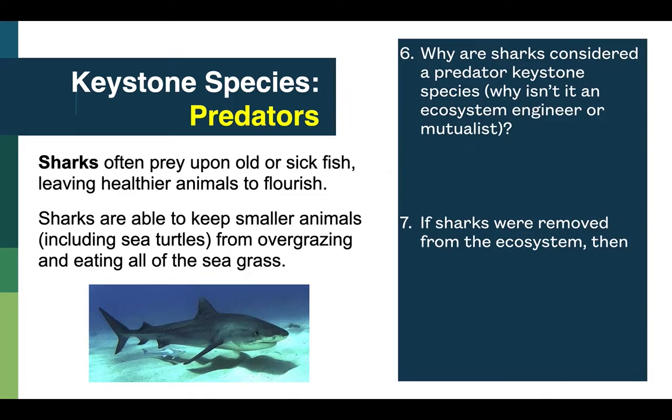So why are sharks considered a predator keystone species as opposed to the engineer kind, like the elephants? And then also, what would happen if sharks were removed? So pause this video again, answer the questions, maybe talk about it as a class, and then we'll go over the answers.